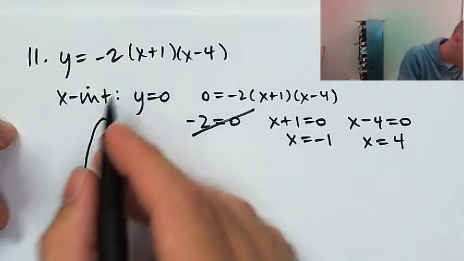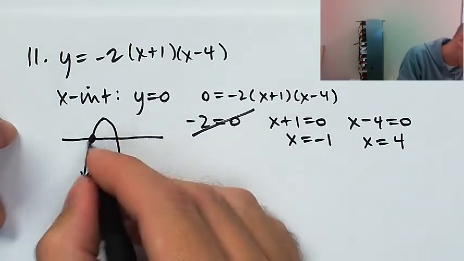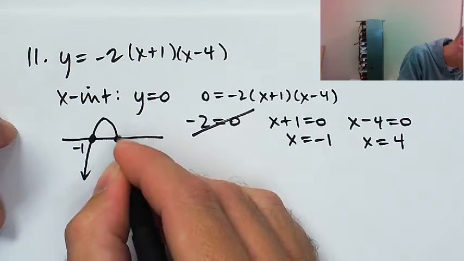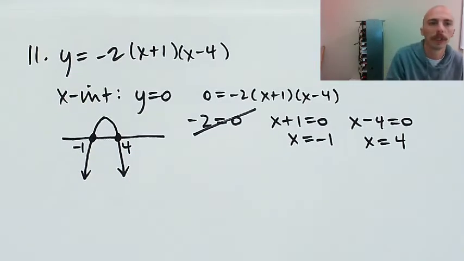And it's got 2 x-intercepts, so I'm going to draw in an x-axis. I'm going to label those because that's kind of what we're doing here. This is x equals negative 1, and that's y, x equals 4. Okay, and that's as good of a sketch as we need.